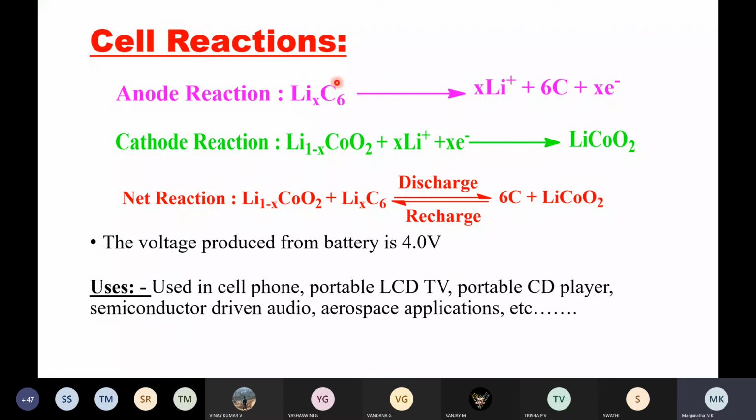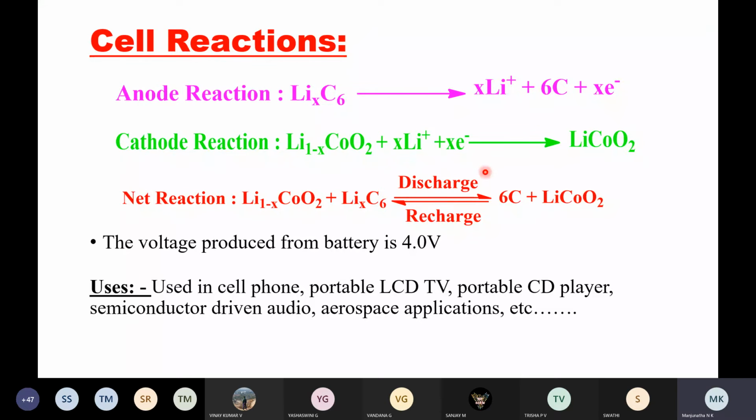Therefore, it undergoes oxidation. It will release lithium ions with the liberation of electrons. At the cathode, the lithiated cobalt oxide gains the liberated electrons from the external circuit. It will react with lithium ions. It will form lithium cobalt oxide. This is the working.